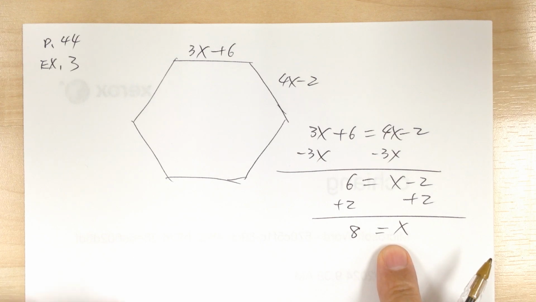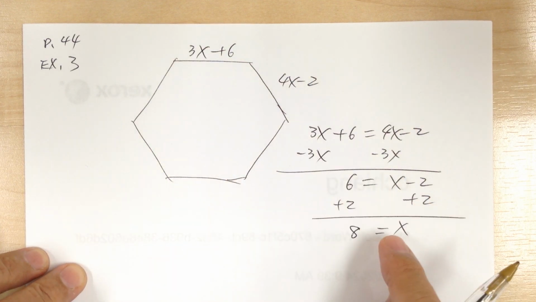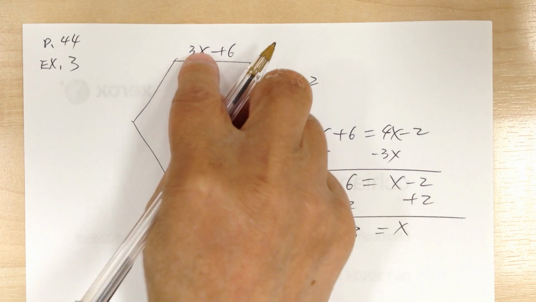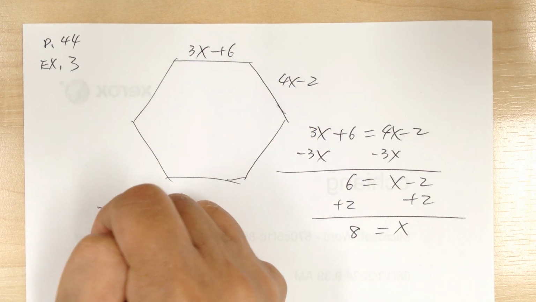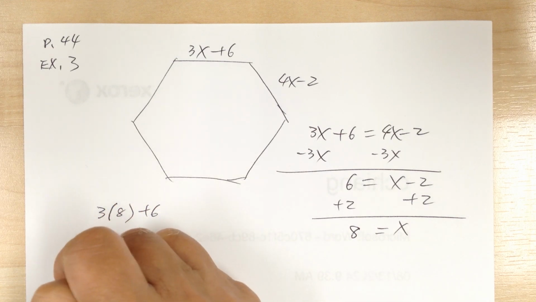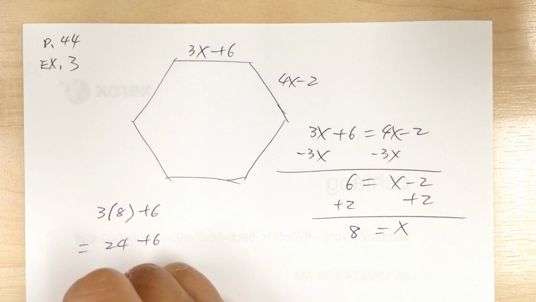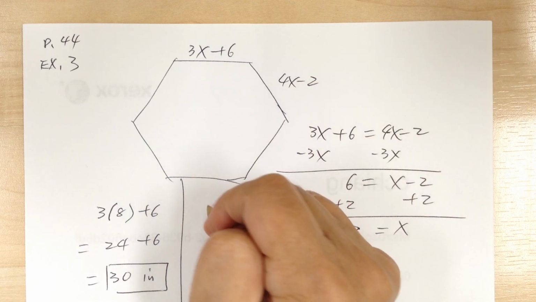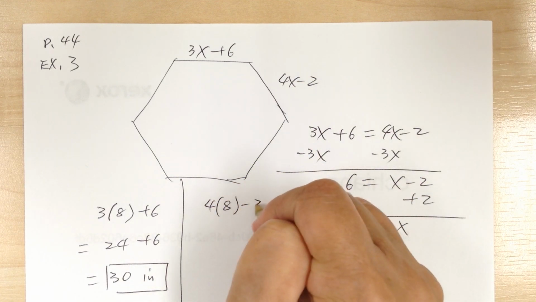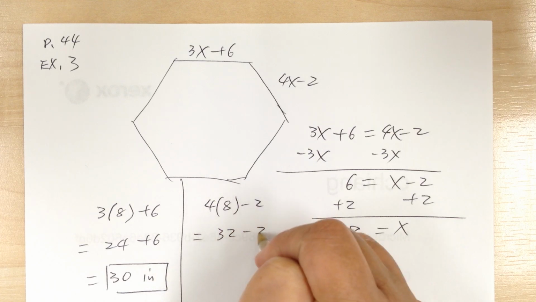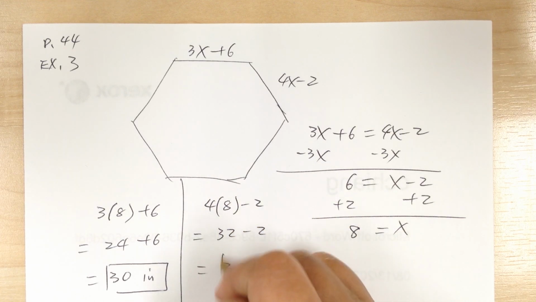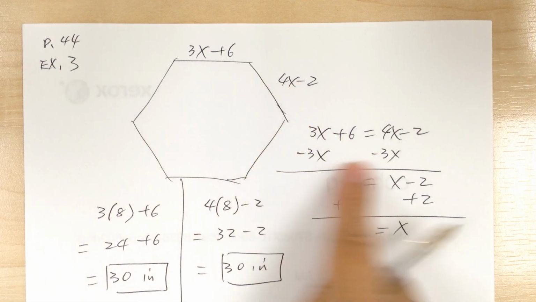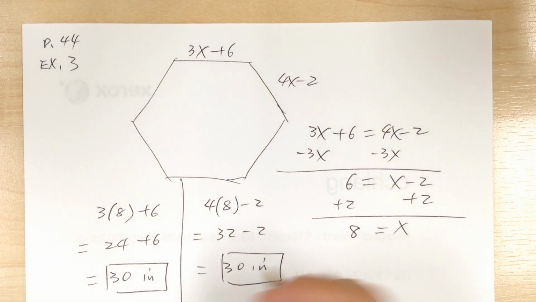Once you find x equals 8, you can substitute into either one of these to find the length. If you substitute into here, you get 3 times 8 plus 6, which is 24 plus 6, equal to 30 inches. If you substitute into here, you get 4 times 8 minus 2, which is 32 minus 2, equal to 30 inches. So it doesn't matter which one you substitute because they're equal. You can substitute into either one and you should get the same answer. You don't have to do both. I just did both to show you that you can do either one.